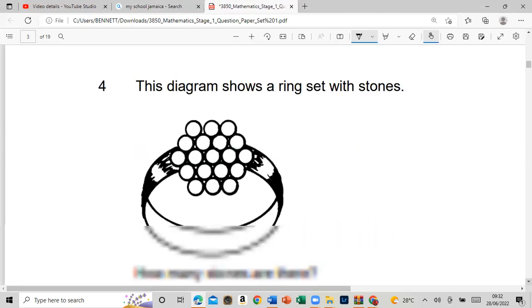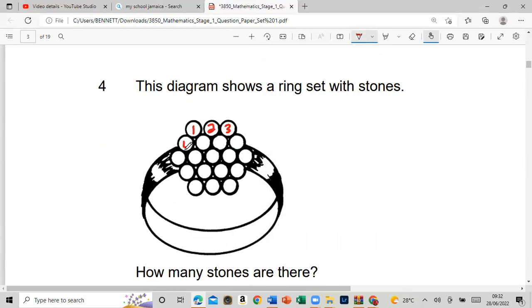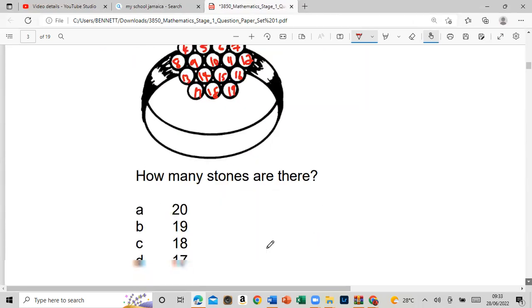This diagram shows a ring with stones. How many stones are there? So let's use a different color because I want to differentiate. So 1, 2, 3, 5, 6, 7, 8, 12, 13, 14, 15, 16, 19. All right, so there are 19 stones. So that would be B.